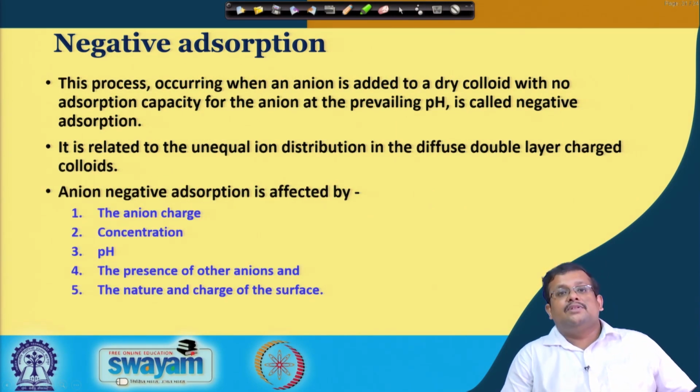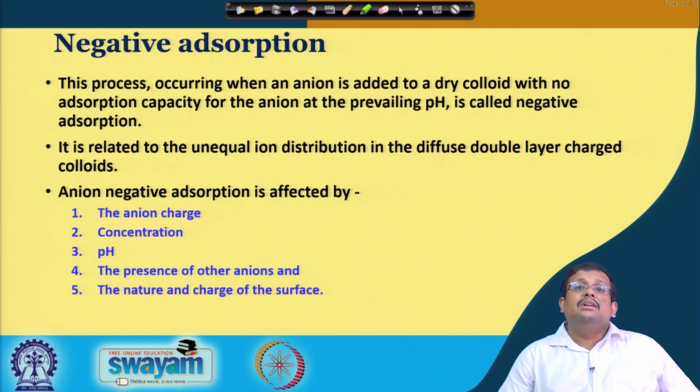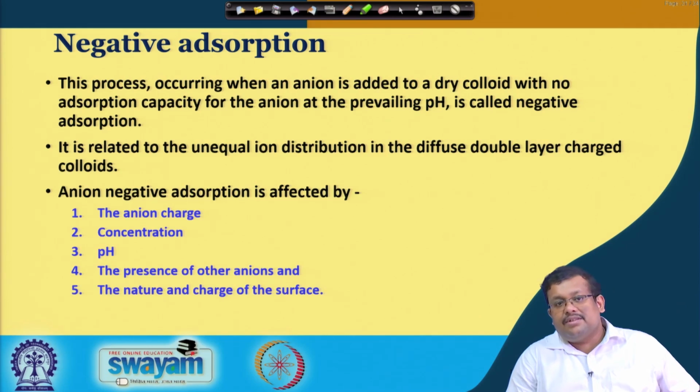This process, occurring when an anion is added to a dry colloid with no adsorption capacity for the anion at the prevailing pH, is called negative adsorption. So, I hope you are clear about negative adsorption. It is related to the unequal ion distribution in the diffuse double layer of charged colloids. Obviously, there is an unequal distribution in the diffuse double layer, and that is why there is a repulsion.